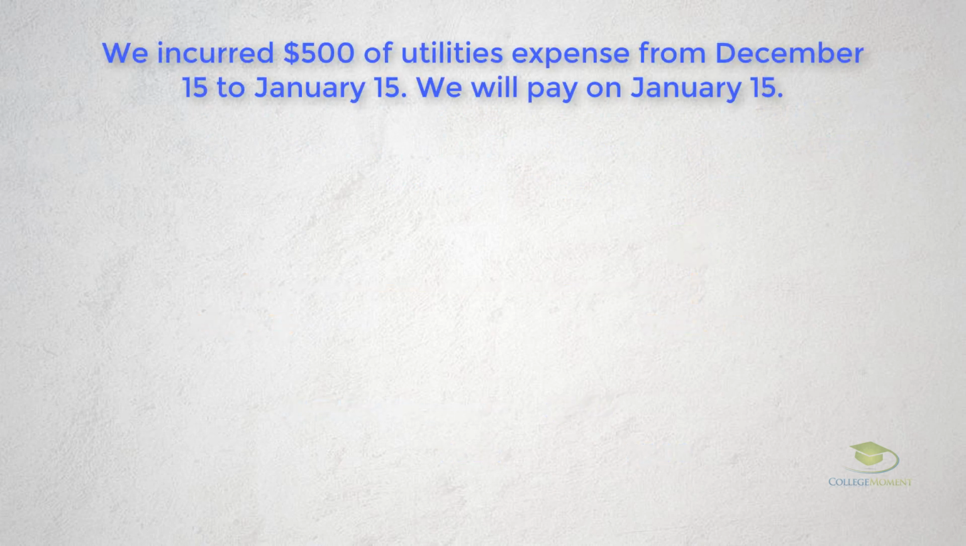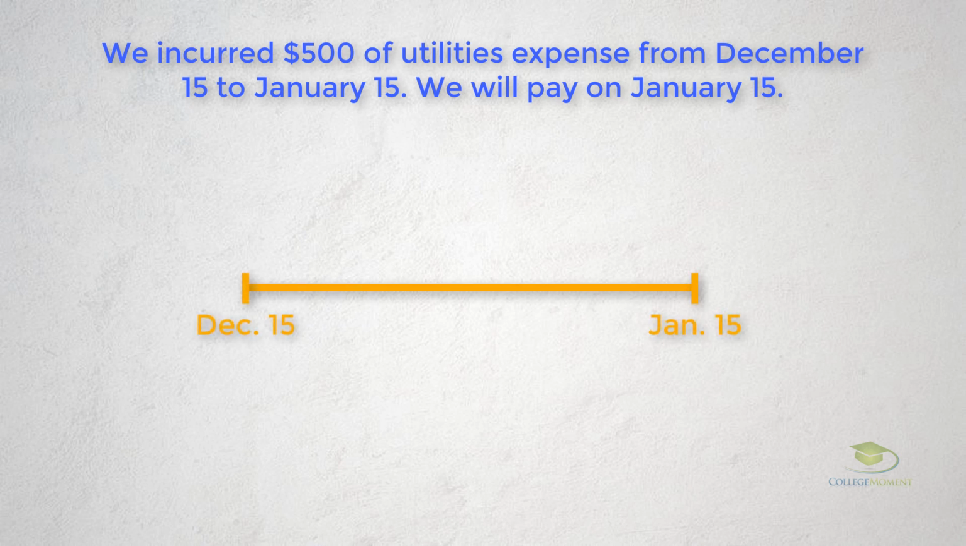Now we incurred another $500 of utilities expense from December 15 to January 15. We have to pay on January 15th. As you can see from the figure, December 31st is between December 15 and January 15. From December 15th to December 31st, we have incurred $250 of utilities expense.